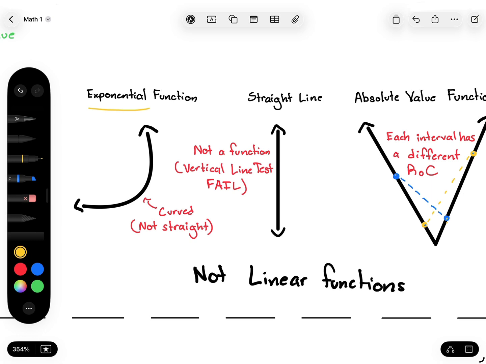Now you may be thinking, why doesn't it work? A linear function is just a straight line, is it not? Well, yes, you would be correct. However, this is not a function. It passes the linear part, but it does not pass the function part.